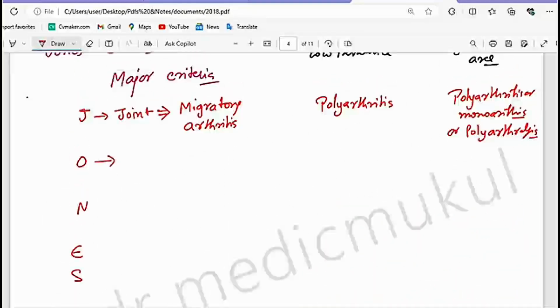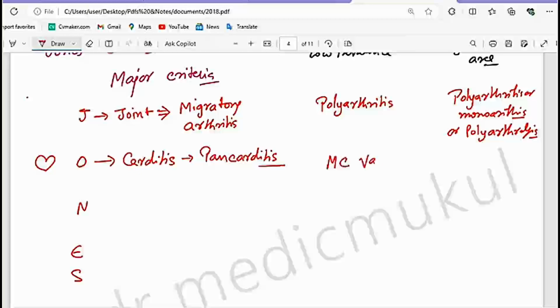What is the O? The next one is the O. O looks like the heart. So what we have is carditis, which is a very important complication, and most probably you will see pancarditis. Whether it is a low prevalence area or a high prevalence area, we consider it a major criterion. The most common valvular lesion you will see here is mitral regurgitation.